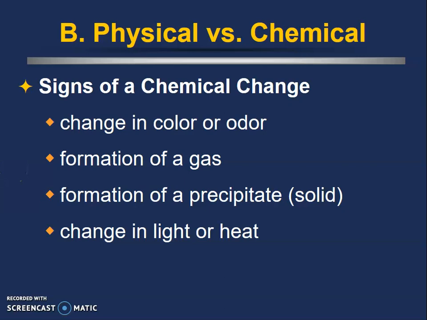You can look for the formation of a gas. If you mix two liquids together and all of a sudden gas starts coming out, you have created a chemical change. You can look for the formation of a precipitate. That's a good vocabulary word, precipitate. That's a science word for solid. Okay, so if you mix together two liquids and a solid falls out, it precipitates out into the bottom of, say, a test tube. So you've created a solid. You've made a chemical change happen. And you can also look for a change in light or heat. So if you mix two liquids together and they get really, really hot, you've created a chemical change.